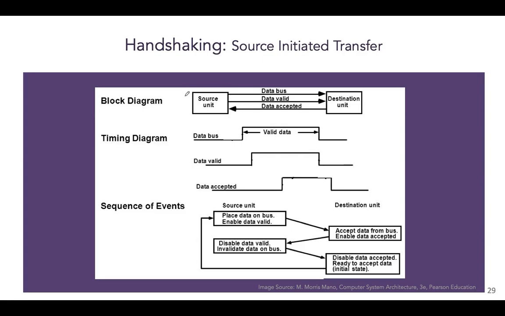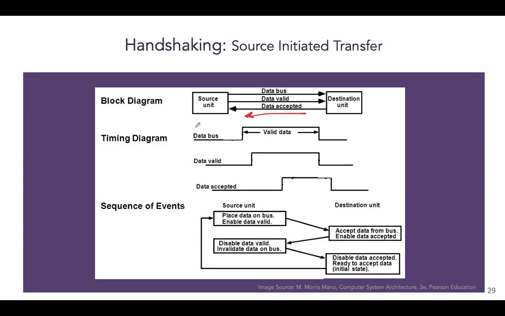So in block diagram form, let's see what's happening. This is a source unit, this is the destination unit. The data bus goes from source to destination. This is pretty standard. There is an additional data valid line to indicate that the data is valid, right? And then the destination unit, which is the one receiving the data, sends an acknowledgement back to the source unit that yes, I have received the data that you placed on the data bus.